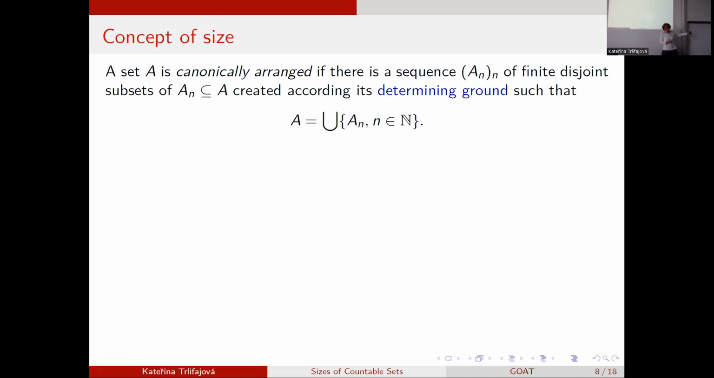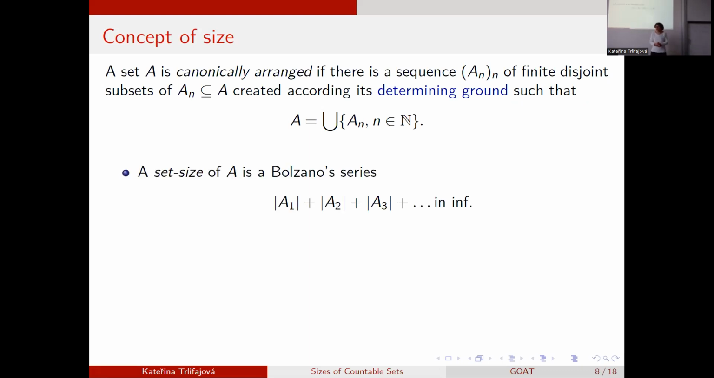Now here in this case, it's quite evident, but we'll have to define it precisely. So first I speak about the idea, and when we would have this canonical arrangement, then the size of the set A would be the sum of the finite cardinalities of these components. We would obtain this Bolzano series.